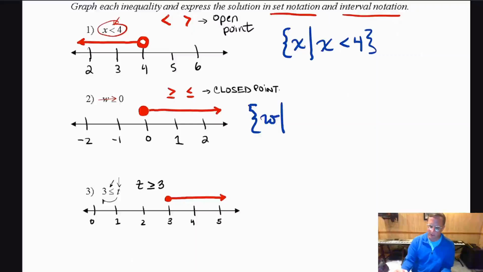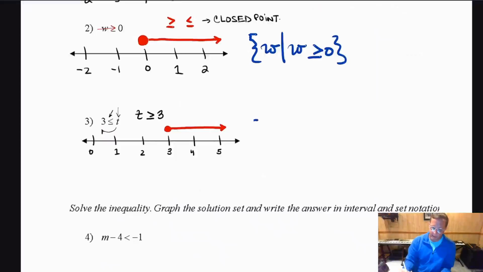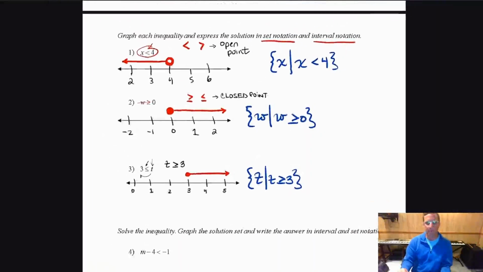W is all numbers such that w is greater than or equal to 0. So it's pretty simple to put it in set notation. And then for number 3, we're going to do t is all numbers such that t is greater than or equal to 3. Like that, and that's all there is to it.